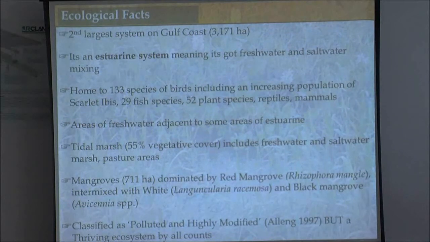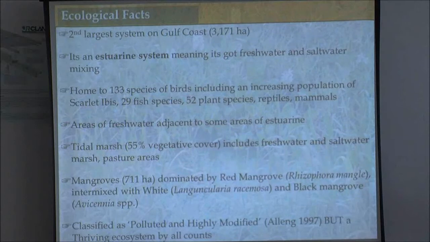At least 29 species of fish, 52 species of plants, and 9 different types of association, a number of reptiles, mammals, and amphibians. One of the unique things about this wetland is because of the complex hydrology in the area. They've modified the hydrology so much that in the dry season, you have specific areas that are freshwater adjacent, and I'm talking about meters away from areas that are estuarine. The wetland itself is made up of two main types of vegetation. The marsh vegetation, which is predominantly the emergent grasses and sedges, and they are the dominant part of it. The tidal marsh makes up 55% of the vegetative cover. About 711 hectares of mangrove, which is the tree, the woody type part of the wetland.